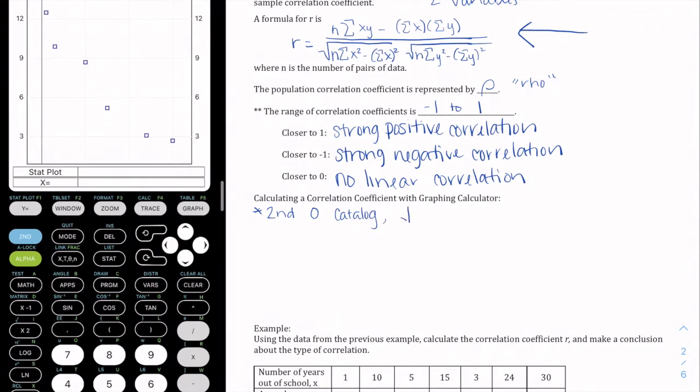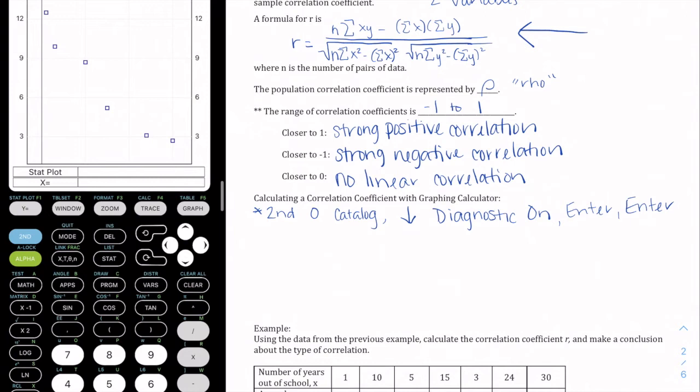You're going to hit your down arrow until you see diagnostic on, and then you're going to hit enter. I think you have to hit enter twice. And that will turn it on and allow you to find that correlation coefficient. If you're having any issues with it, send me an email. Okay, if you download this app, it will already give us what we need.